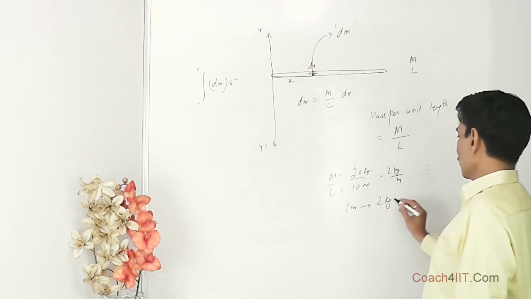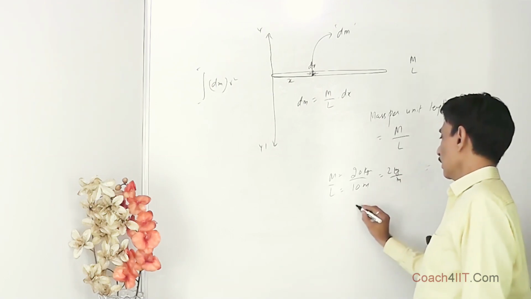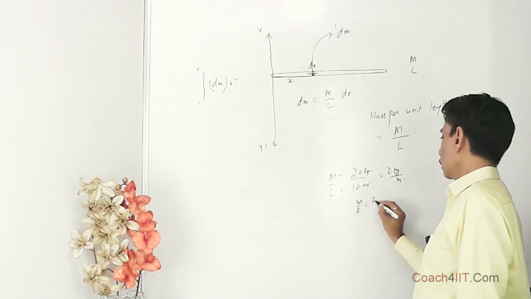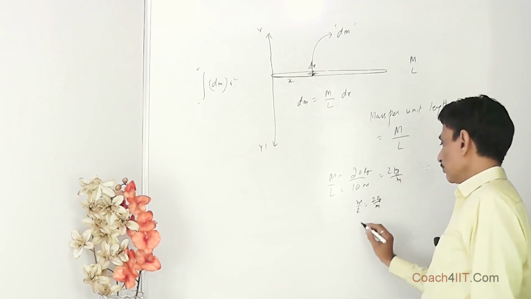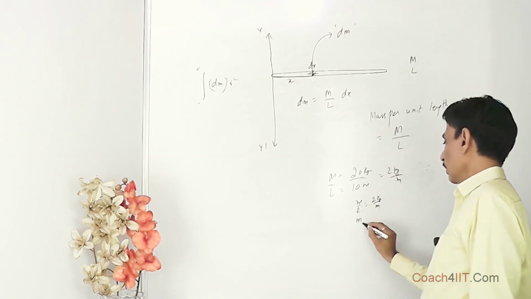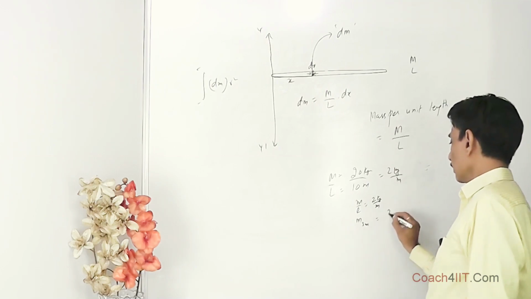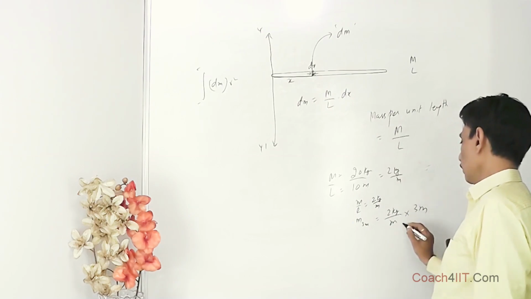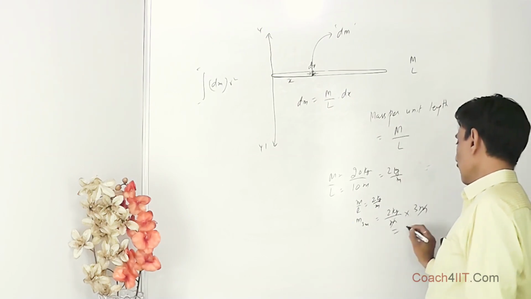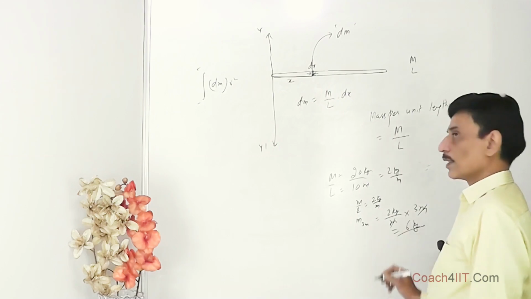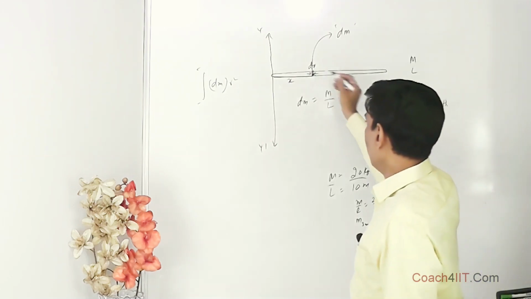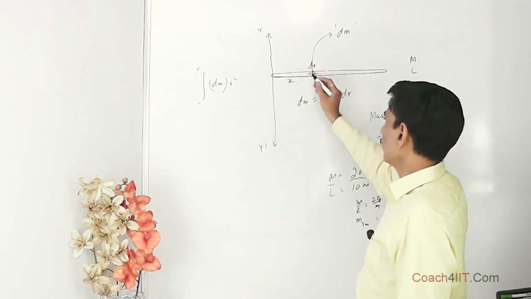If someone says that the mass per unit length is 2 kg per meter, and asks what is the mass of 3 meters, what we do is 2 kg per meter into 3 meter. The mass per unit length into length, the meter gets cancelled, and this comes out to be 6 kg. Similarly over here the mass per unit length is M by L into dx, that is the length of this.